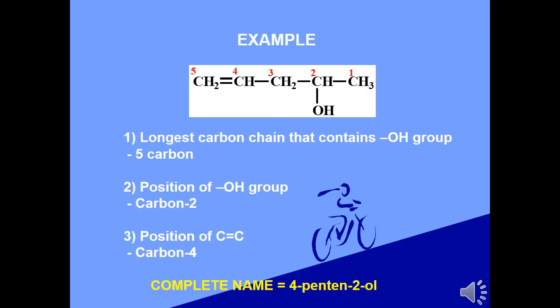Okay. For example, two different functional groups. First, longest carbon chain with the OH group is 5 carbons for the structure. Second is position of OH group is carbon 2. Third is position of C double bond C is carbon number 4. Complete name is 4-pentene-2-ol.